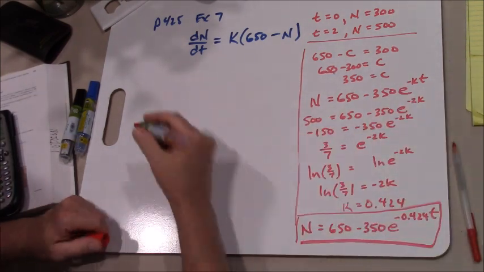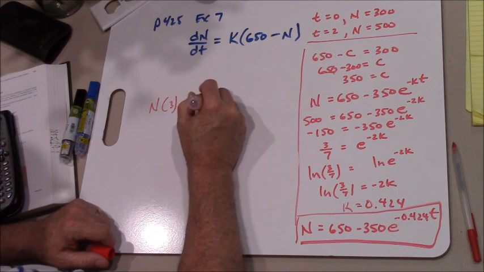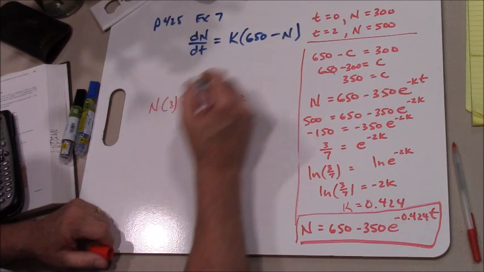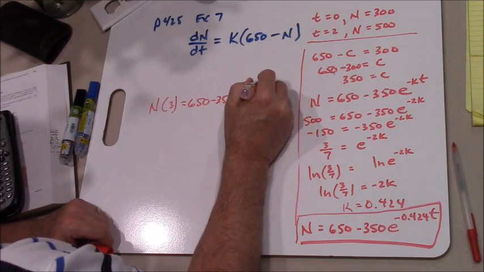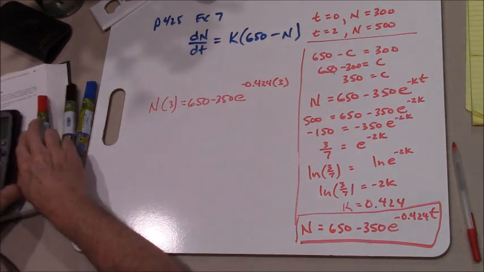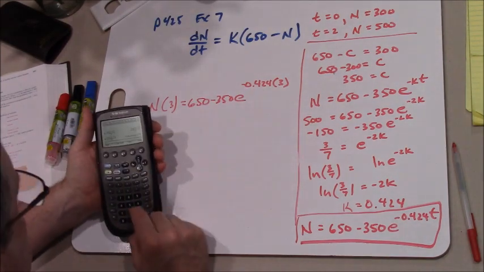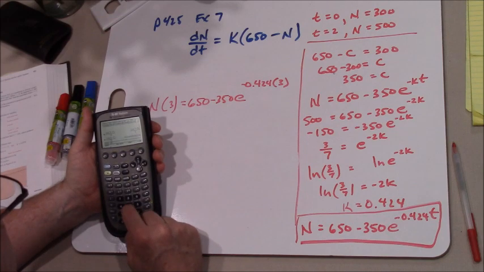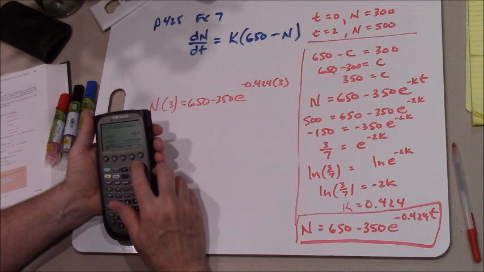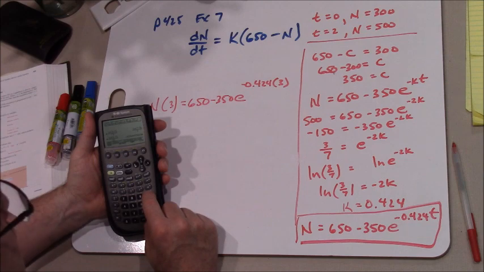And at this point I'm going to say n of 3 is equal to 650 minus 350 times e to the negative 0.424 times 3. And so I'll put that in the calculator. I'm still going to keep track of the exact value for this. So 650 minus 350 times e raised to the, go up here and choose the last answer, times 3.